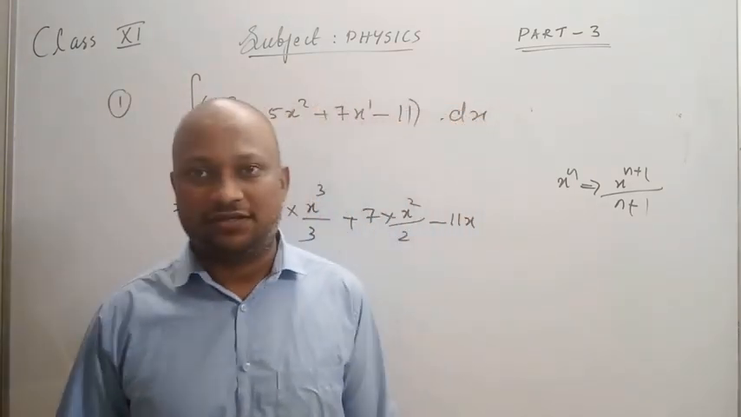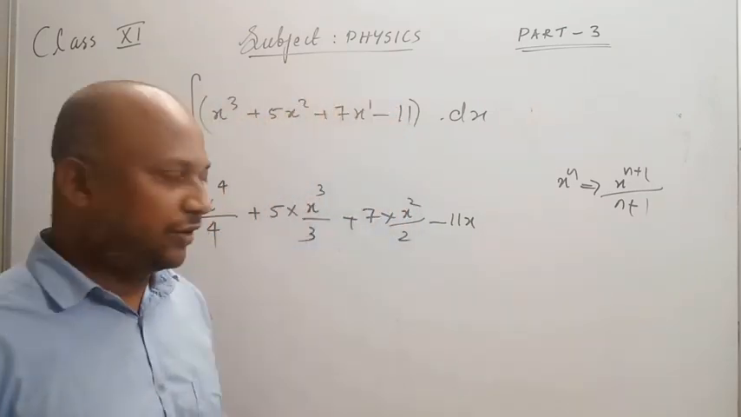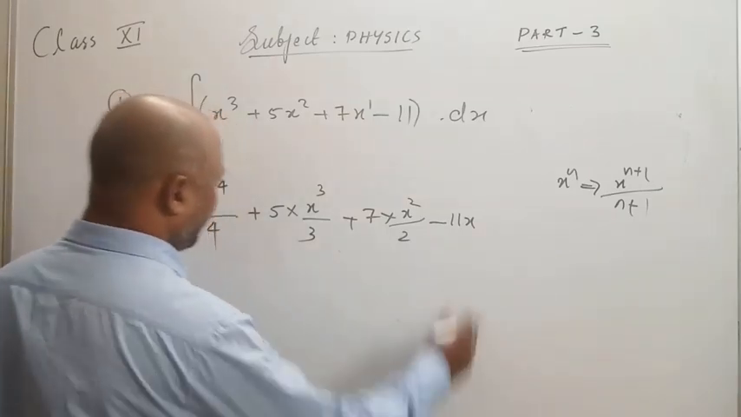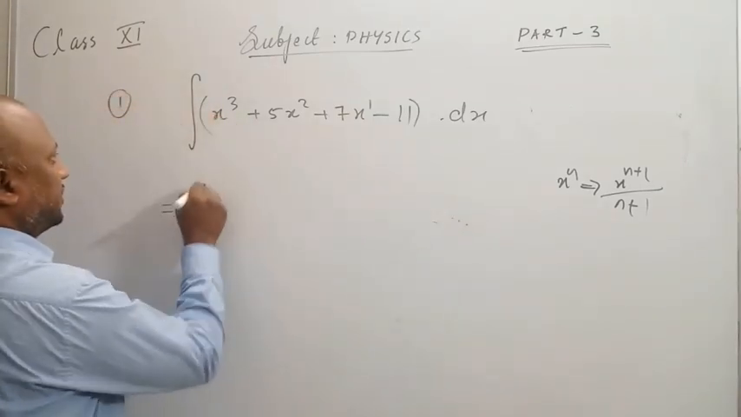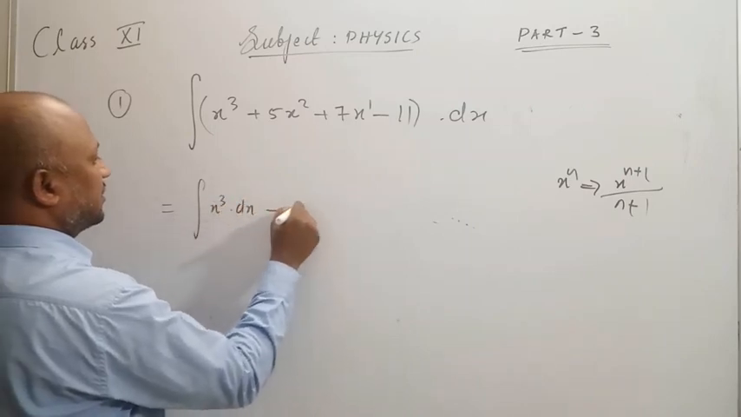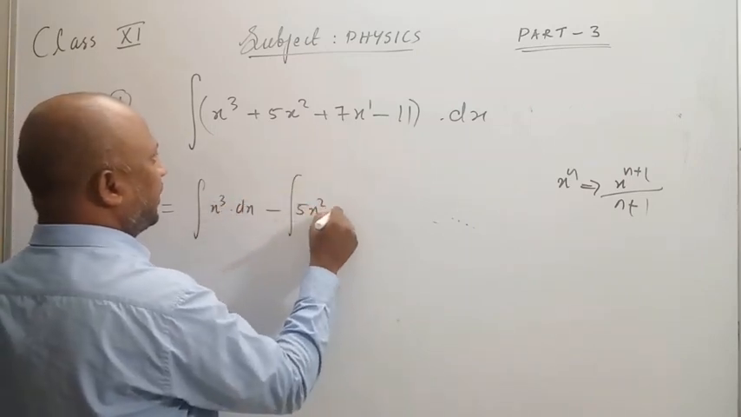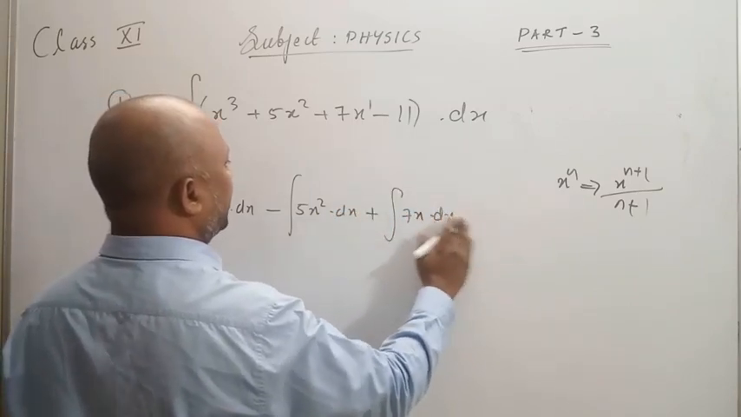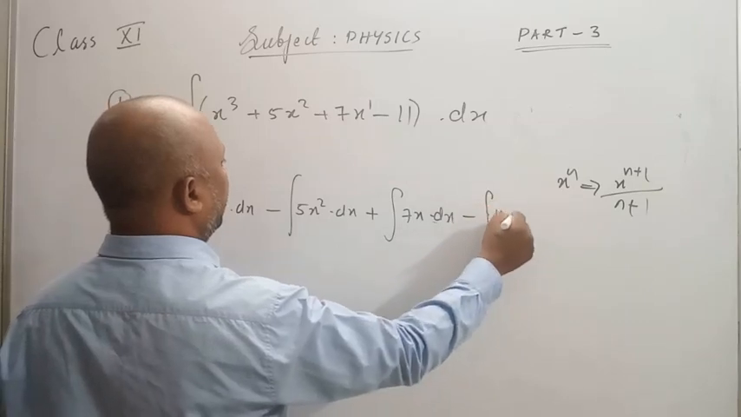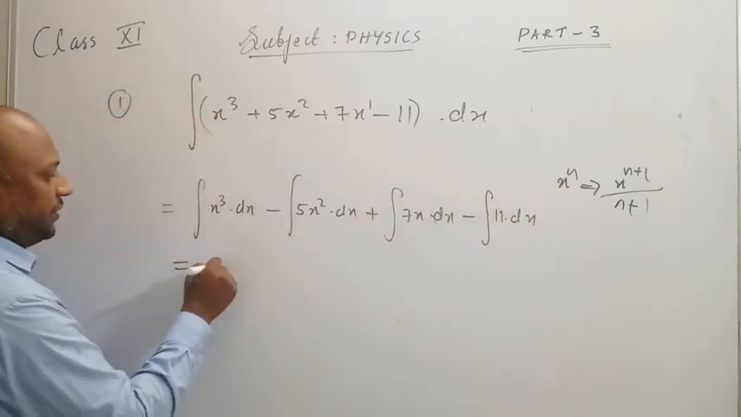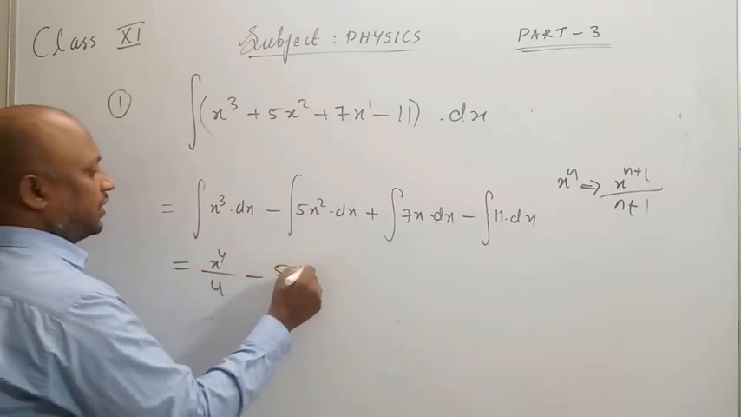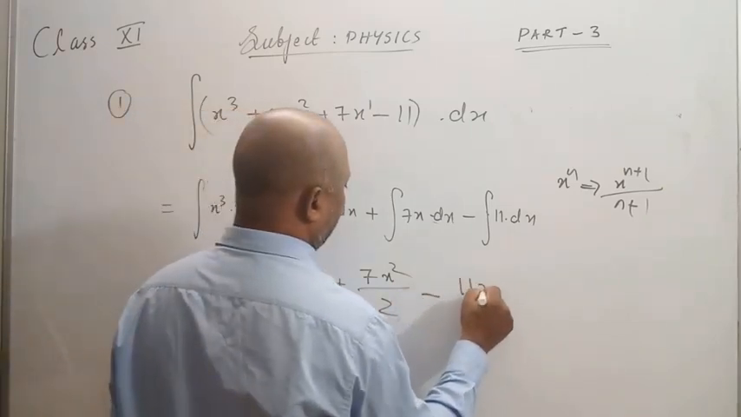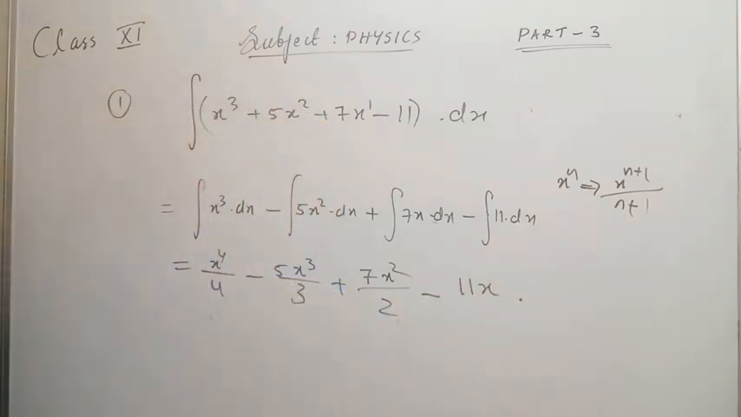By the seventh rule that we have learned, if there is a constant, then you have to write the constant and the integration of x only. So if you want to write it properly, you write integration of x cube dx, or integration of 5x square dx, integration of 7x dx, minus integration of 11 dx. So this will be x to the 4 upon 4, x cube upon 3, x square upon 2, 11x. So this is the integration of this function.